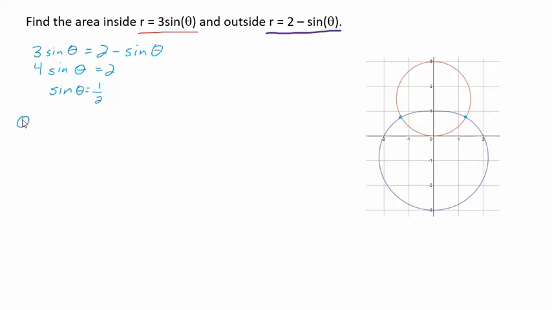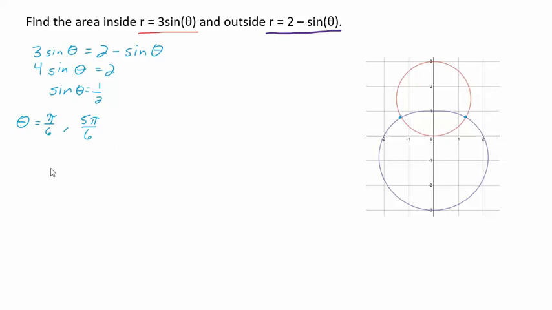Sine's going to equal 1/2 at 30 degrees, or pi over 6. We'll just stick with radians here. And then over here the sine is also positive. In the second quadrant, it's going to be 180 minus 30 degrees, or 150, or pi minus pi over 6, which is 5 pi over 6. So these are our 2 points. This is going to be our alpha and our beta.